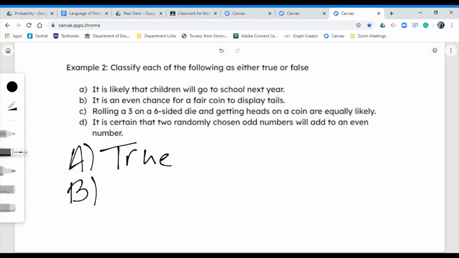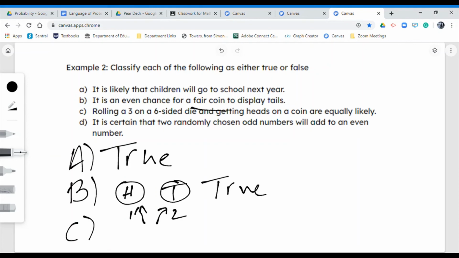B. There's an even chance for a fair coin to display heads. So again, if I had a coin that had heads and a coin that has tails, I really have two possibilities, really, it's an even chance of me rolling heads versus tails, as long as the coin is, as it says, a fair coin, so it's not weighted or not set up in some way that one is more likely than the other. So again, that would be true.